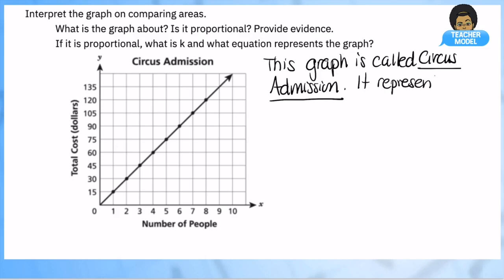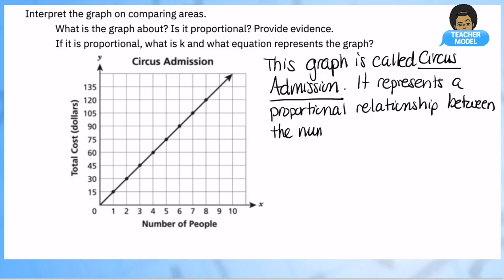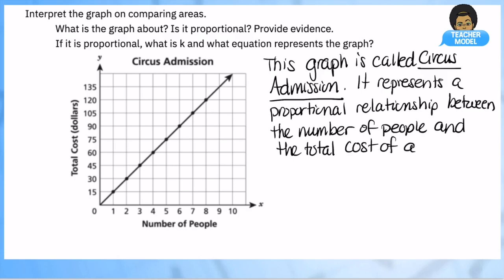It represents a proportional relationship between the number of people and the total cost, in this case of admission.